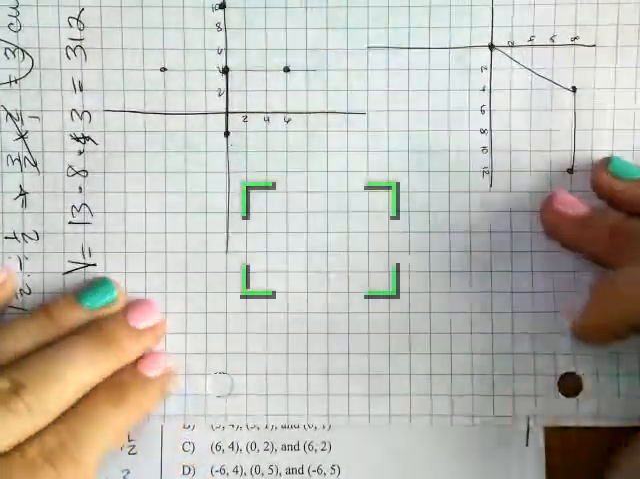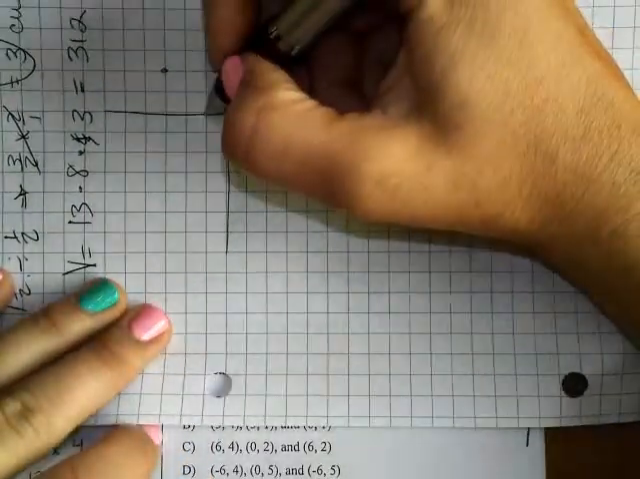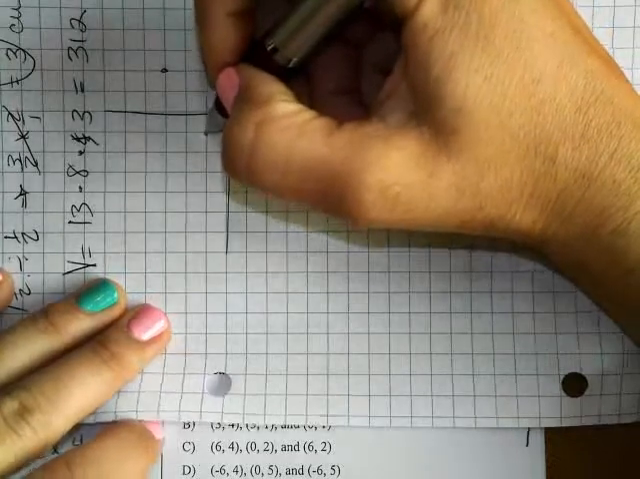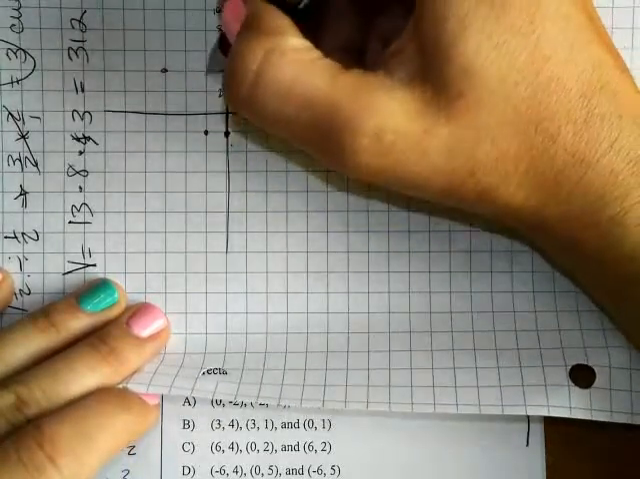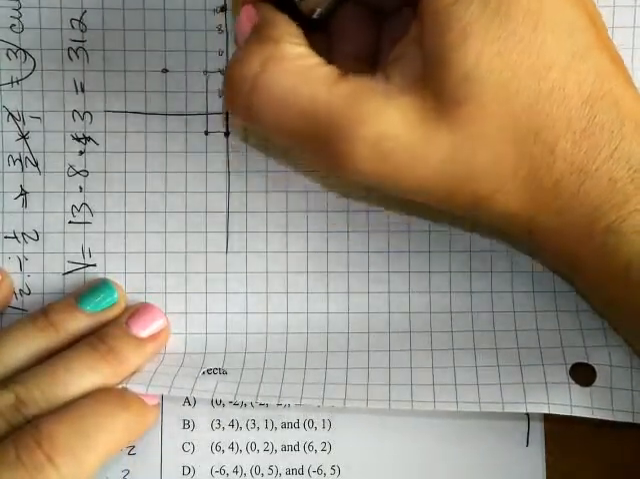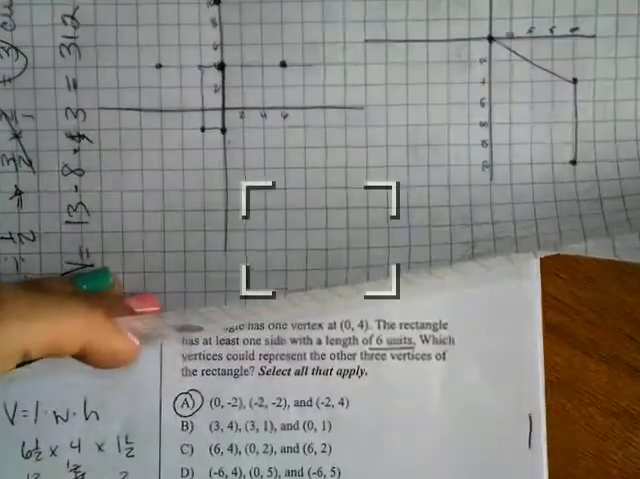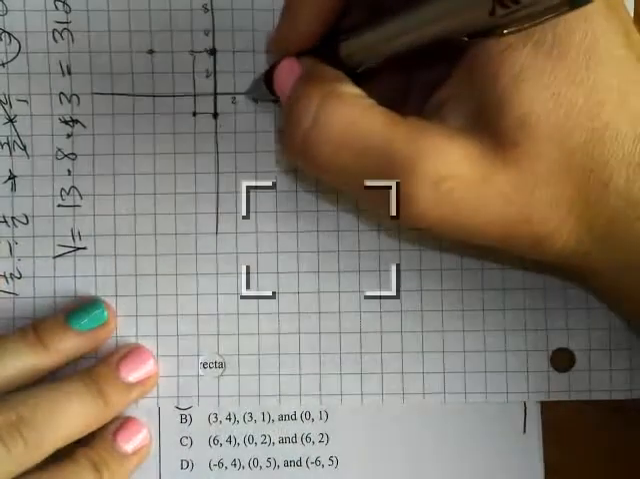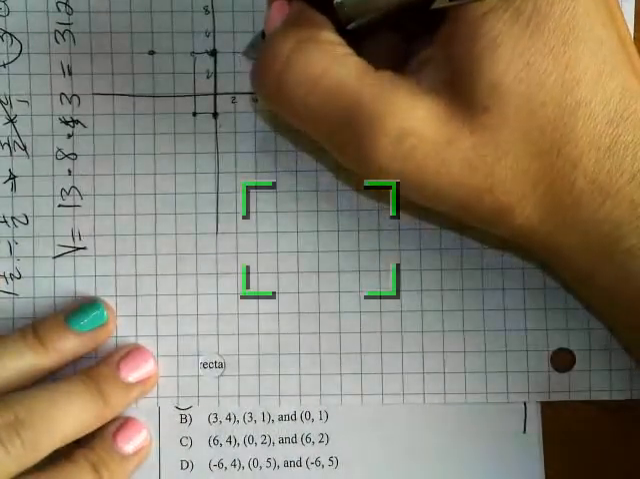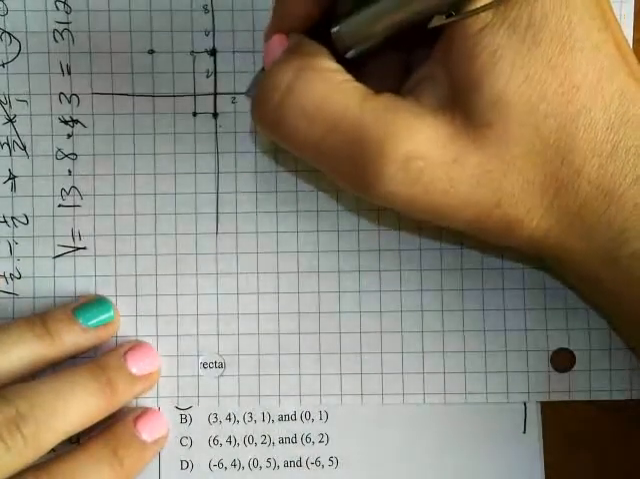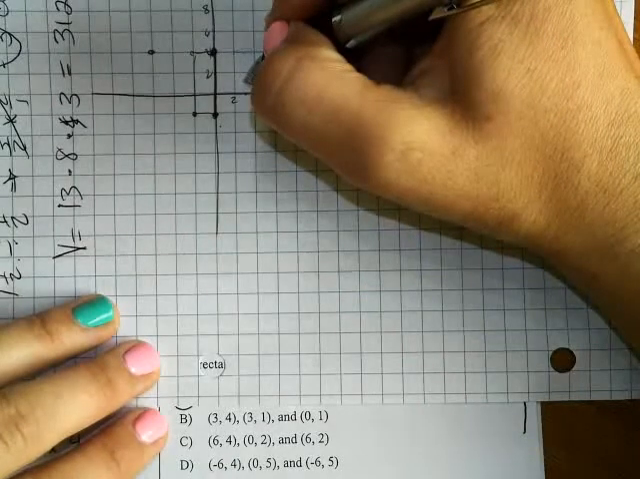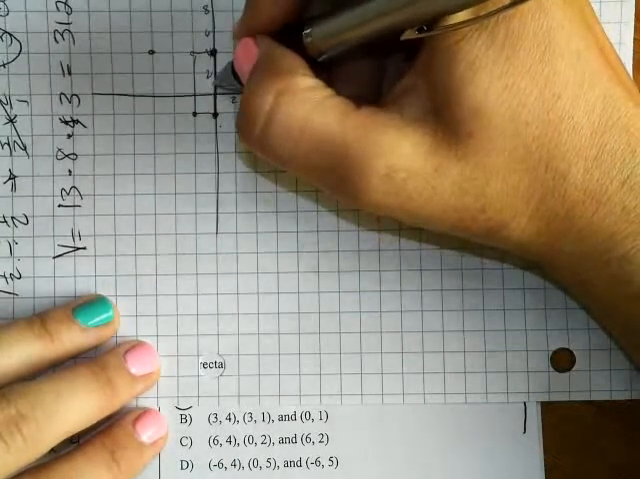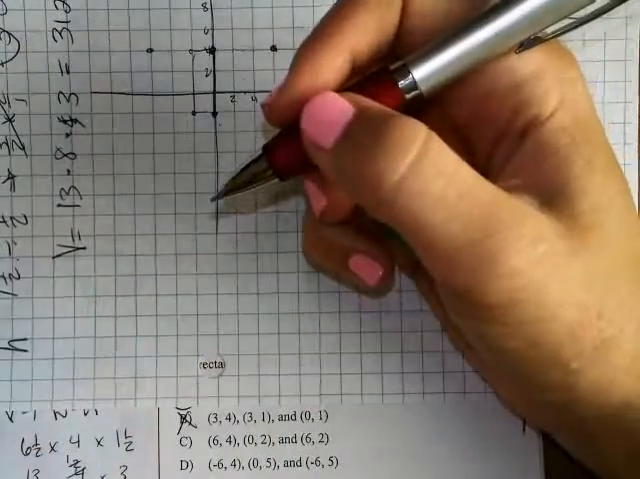0, -2. Then it says -2, -2, -2, 4. Does that make a rectangle? Yes, it does, making A an option choice. For B, 3, 4. Nope, doesn't work. 3, 1 doesn't work. 0, 1 does not work. B is not an answer choice.